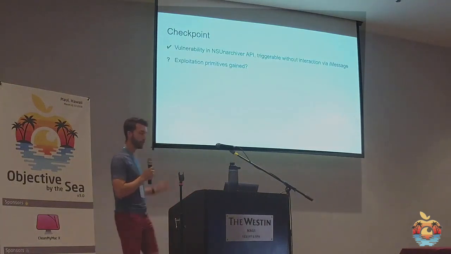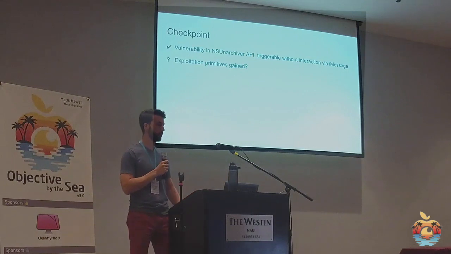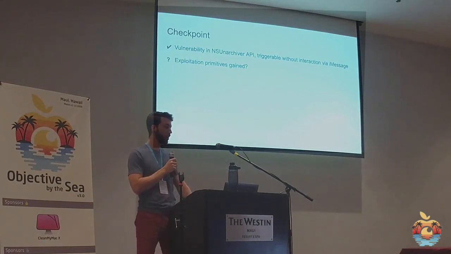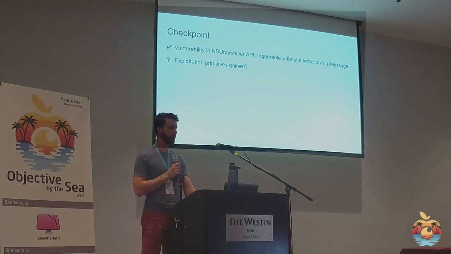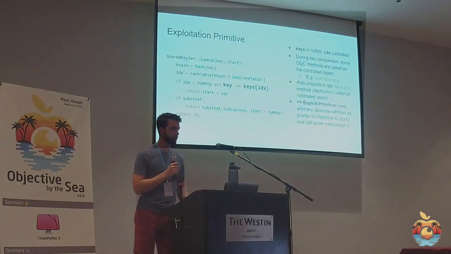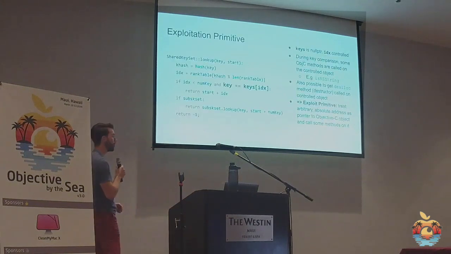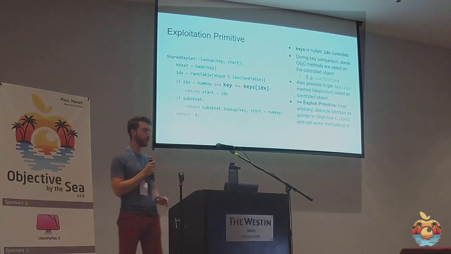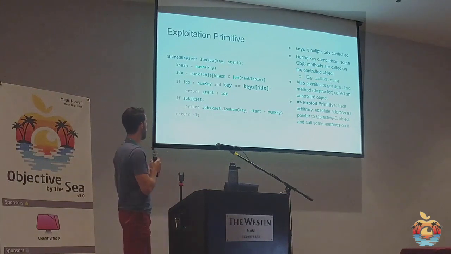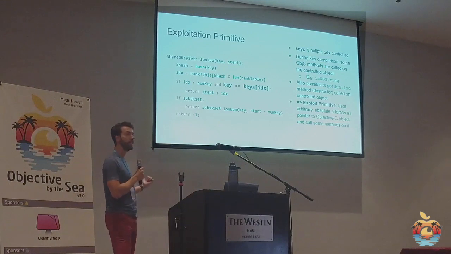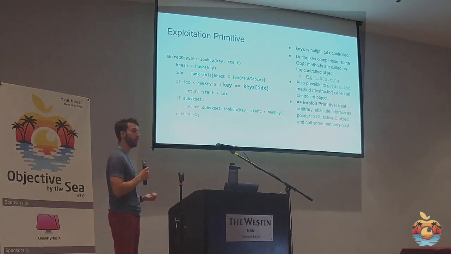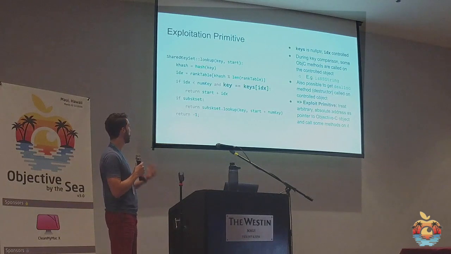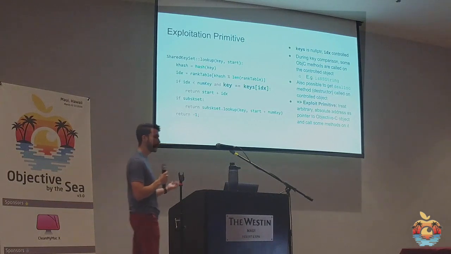So I have these checkpoints just to get everyone back to where we are. So the next question is, what kind of exploit primitives does this give us? Again, this is the lookup code that I showed at the beginning. When we trigger this bug, the keys array is a null pointer and the index is controlled. And so what it's doing is accessing an arbitrary address, okay?